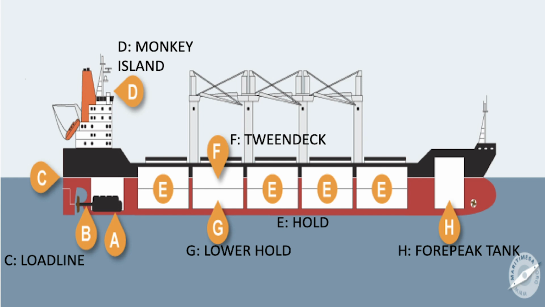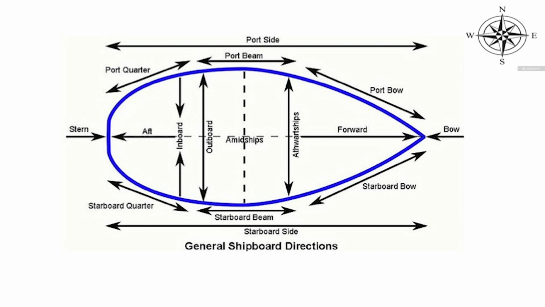This is the engine room. The ship's engines, generators, and other machinery are located here. The engines turn the propeller shaft, which is attached to the propeller. The generators generate electricity that is used for lighting, air conditioning, electronic systems, cranes, pumps, refrigeration, and a number of other necessary systems. Let's take a look at the general shipboard directions.